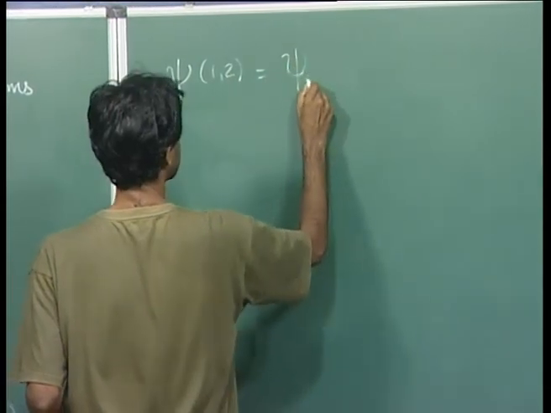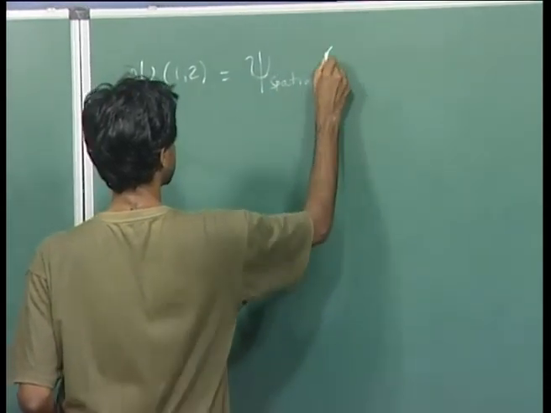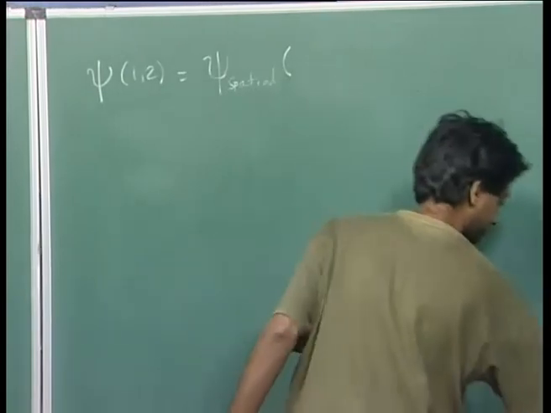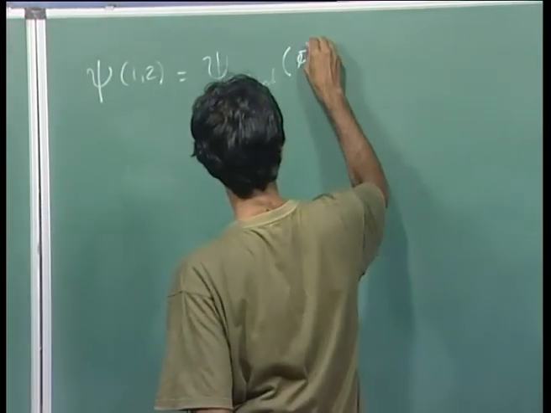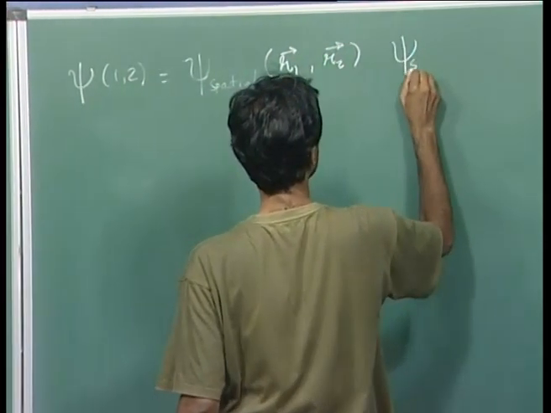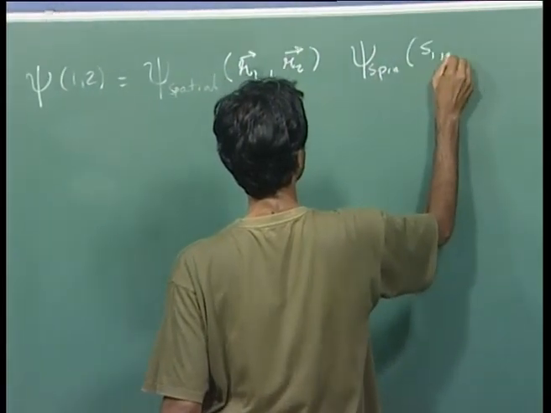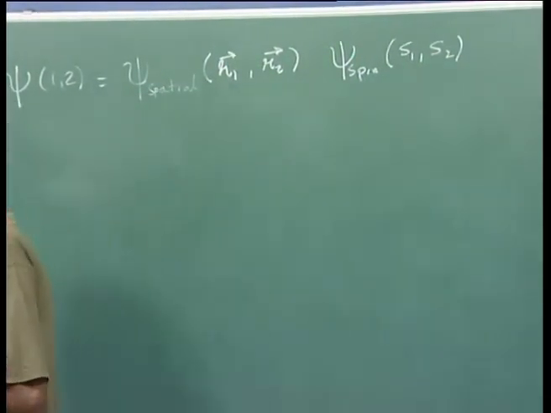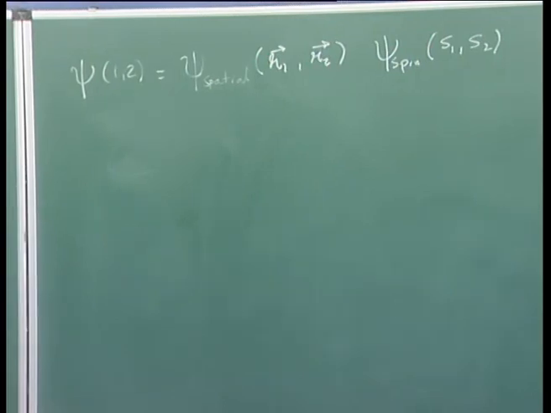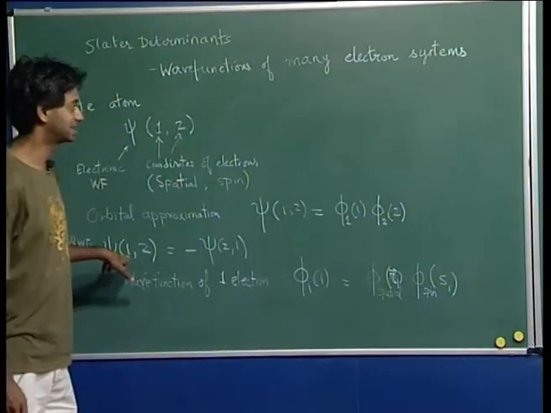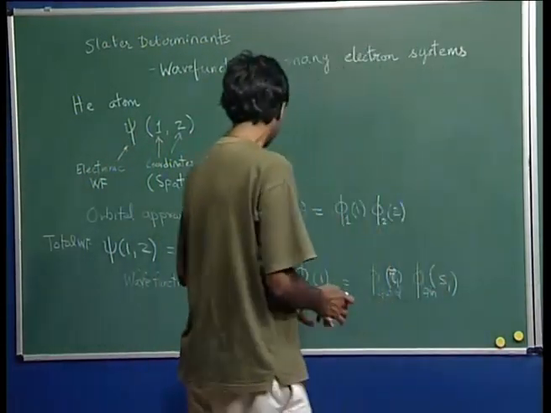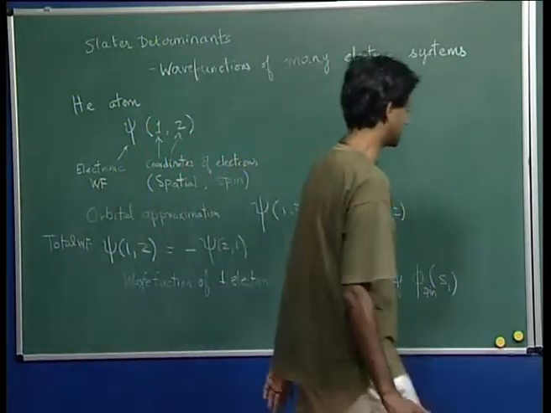Okay. So this is written in this form, and so your total wave function, your psi of 1 2, can be written as psi spatial of r1 and r2 times psi spin of s1 and s2. These are the spin coordinates. Okay, so just as you have spatial coordinates, you have spin coordinates for each of the electrons, and it is this total wave function that should satisfy this antisymmetric property. Okay. So let's start with this helium atom.